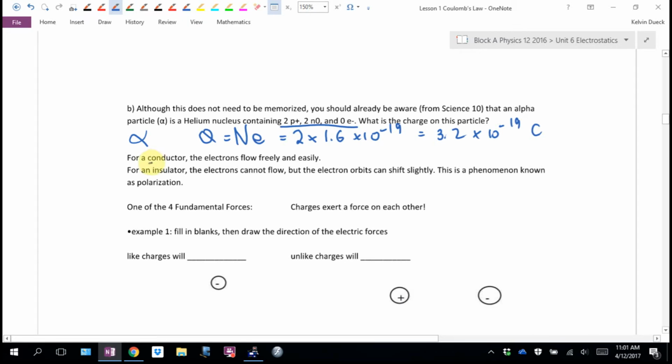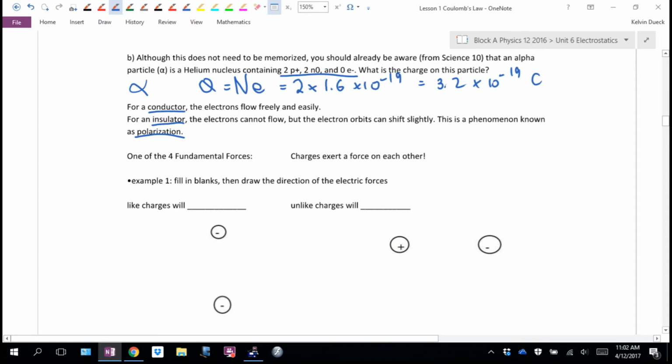So, for a conductor, electrons flow freely and easily. For an insulator, electrons cannot flow. However, you can shift their orbits slightly, and we call this polarization. You can make one side of the object slightly more negative and the other side slightly more positive, even though overall you still have a neutral charge. You can move them around a little bit. This is one of the 4 fundamental forces, electromagnetic force. Charges exert a force on each other.